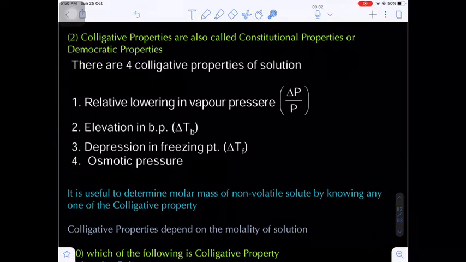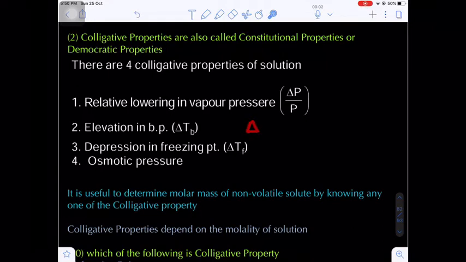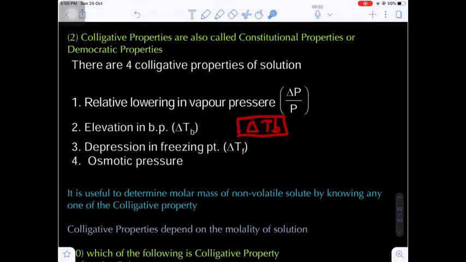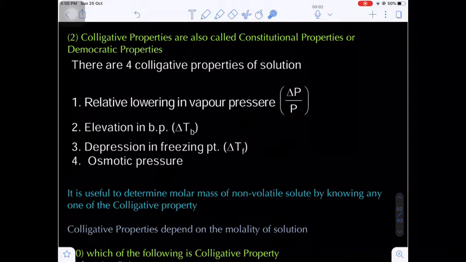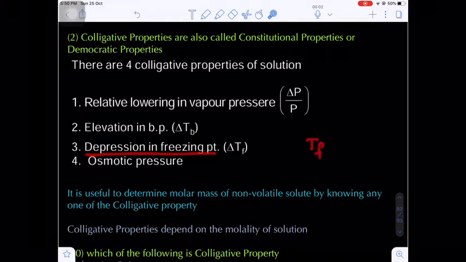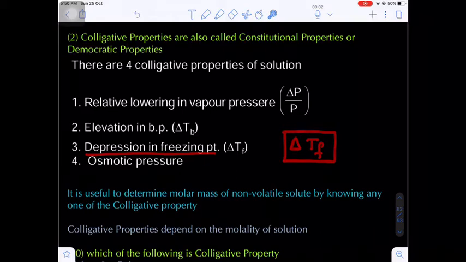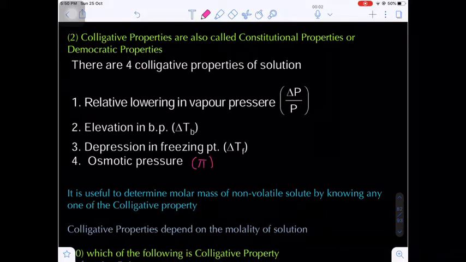Now the second property, elevation in the boiling point. Delta means change in the boiling point, that means elevation in the boiling point, delta TB. So TB stands for boiling point, delta stands for elevation, that is increase in the boiling point. And number 3, depression in the freezing point. Freezing point TF, depression means change, that will be decrease, so depression in the freezing point, delta TF. And the fourth one will be the osmotic pressure, the symbol of which is pi.